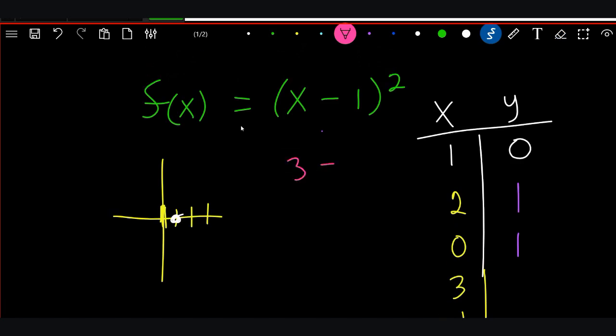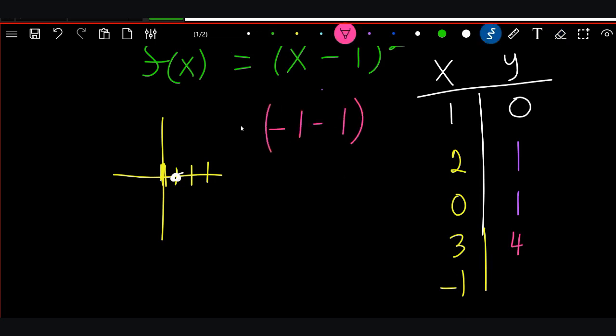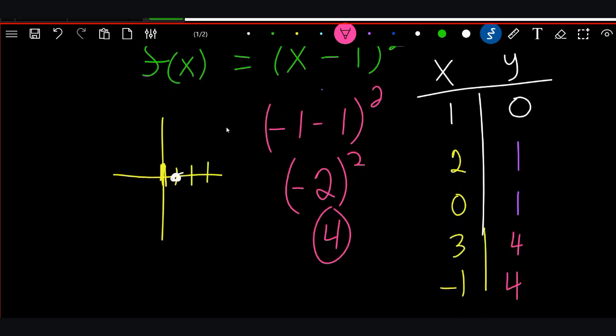So we're going to put in 3 minus 1 squared. What's 3 minus 1? That's 2. What's 2 squared? That's 4. Okay, so we're going to get a 4 there. Now let's put in our negative 1. So now we have negative 1 minus 1 squared. Okay, what's negative 1 minus 1? That's negative 2 squared. What's negative 2 times negative 2? Positive 4. Look there, we got the same thing again.